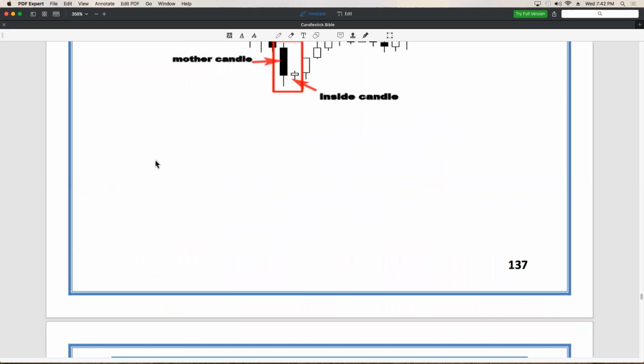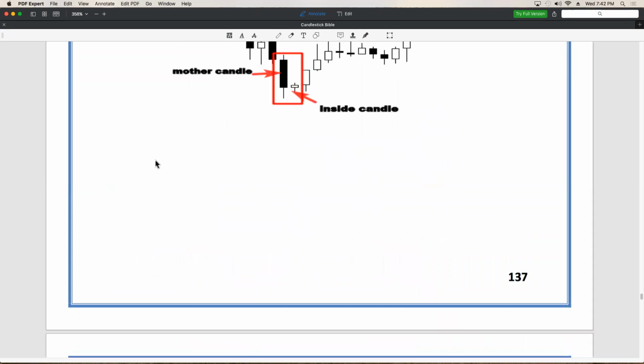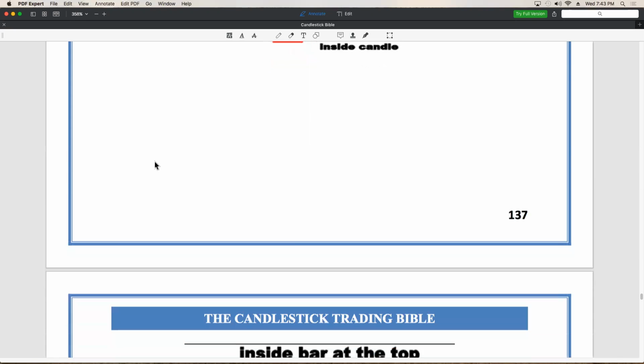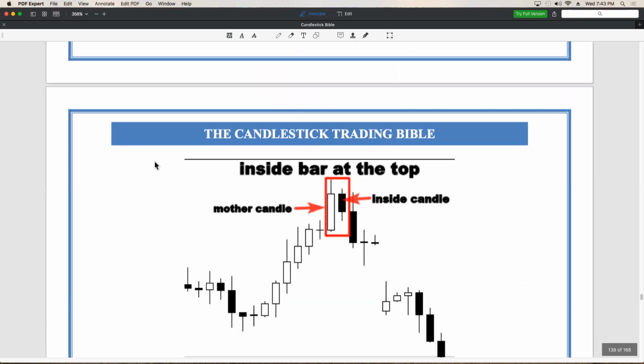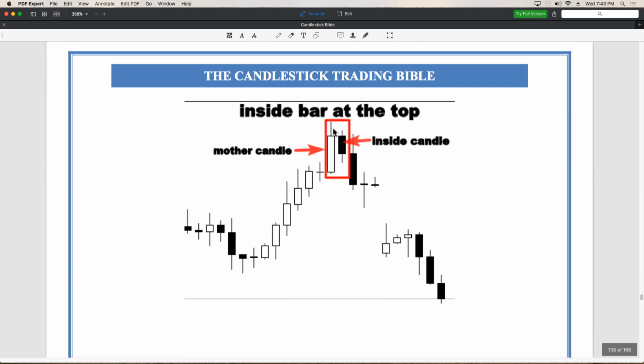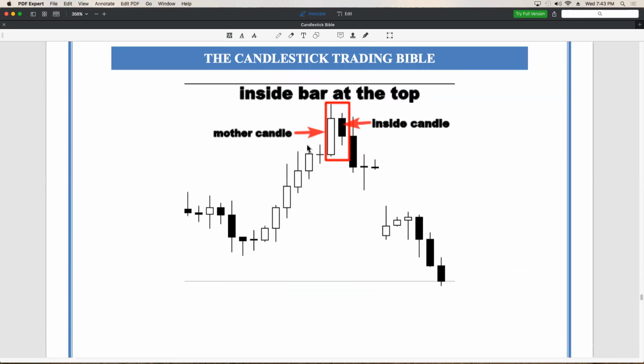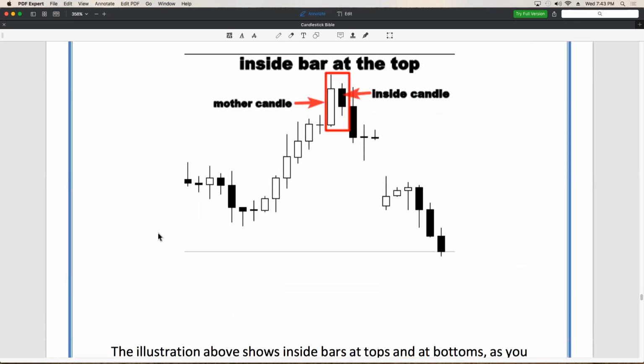That's what I'm thinking, because if it's on the left, it's an engulfing candle. It's an engulfing bar. Right. So on the right, it's a mother candle. On the left, it's an engulfing bar. Okay, but we just normally look at the double tops. So this is a mother candle, and then this is the inside candle.